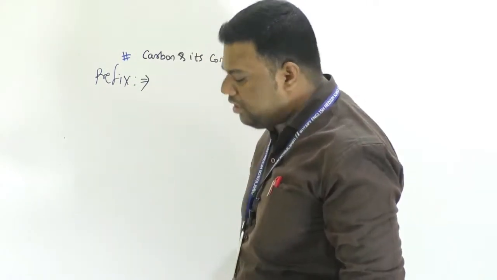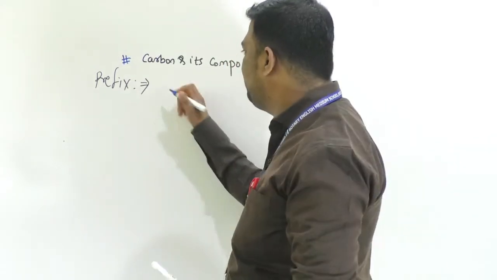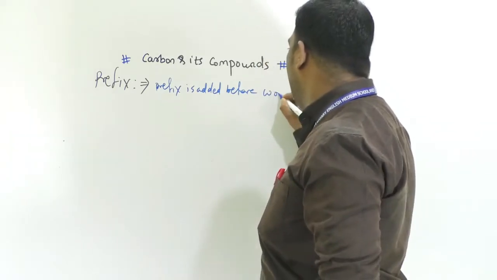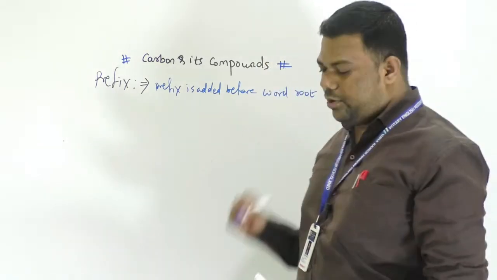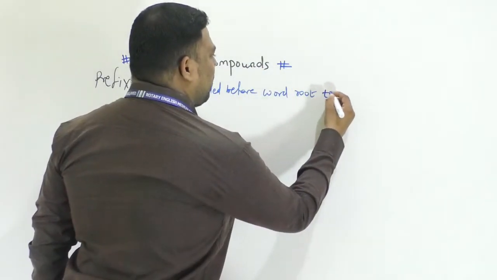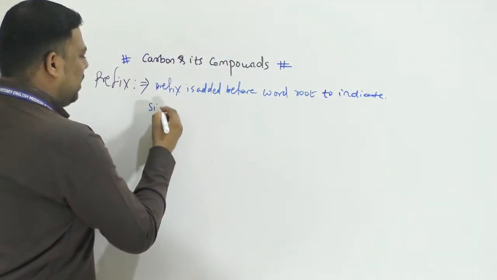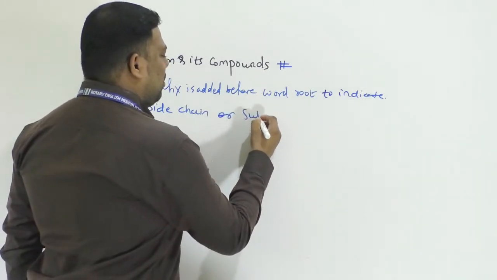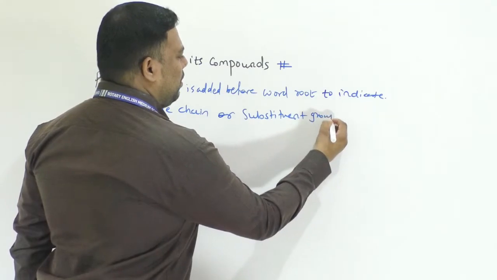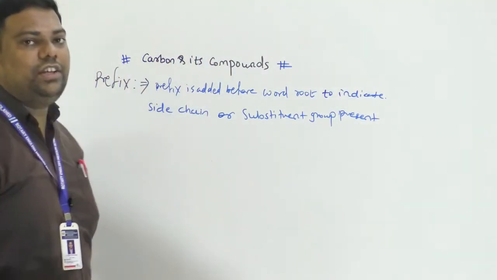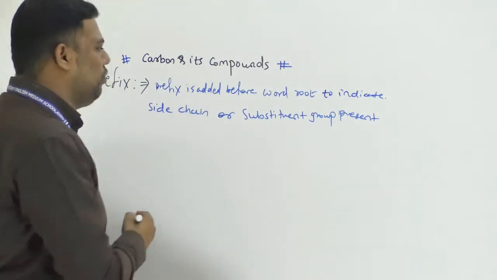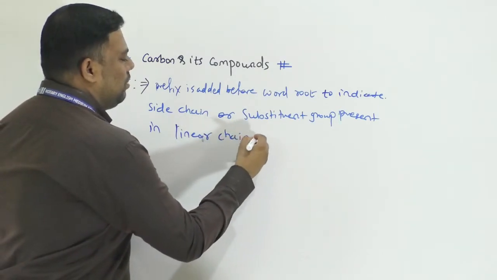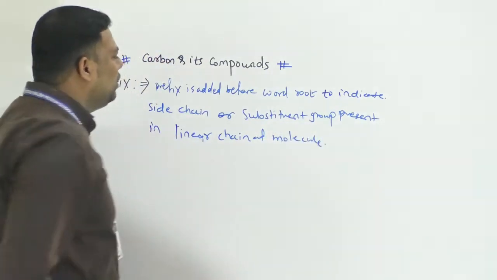See here, prefix means what? Prefix is added before the word root, to indicate the side chain or substituent group present in the linear chain of the molecule. These are the prefixes.